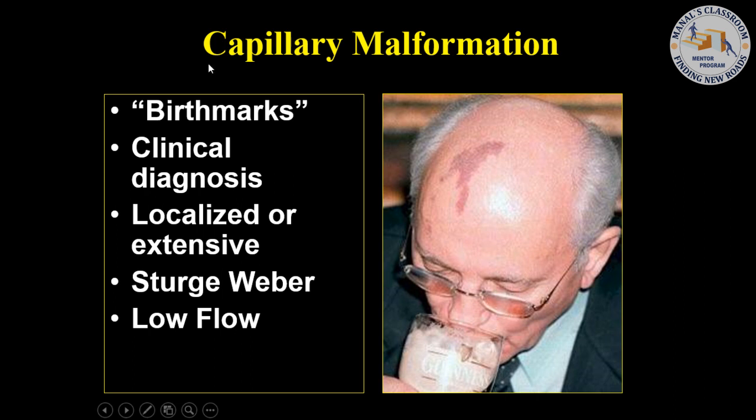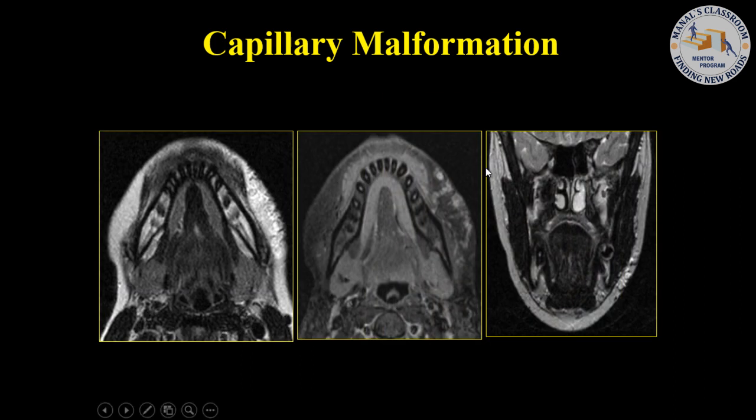And the capillary malformations, sometimes we refer to this as a birthmark. These are low flow, and they can be extensive or they can be localized. So from an imaging standpoint, we really don't have to image capillary malformations. In general, capillary malformations are very superficial, they're cutaneous, and in this particular case, we did do a contrast-enhanced T1 weighted image, and we can see the subtle linear enhancement that we'll see in a capillary malformation.